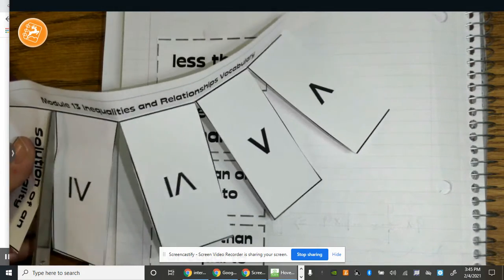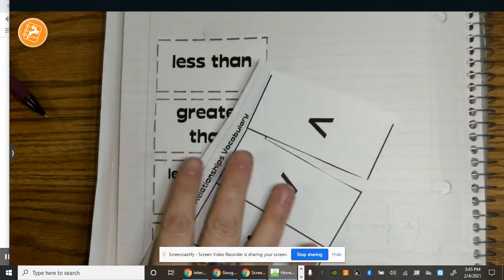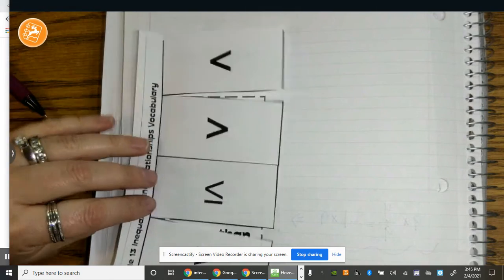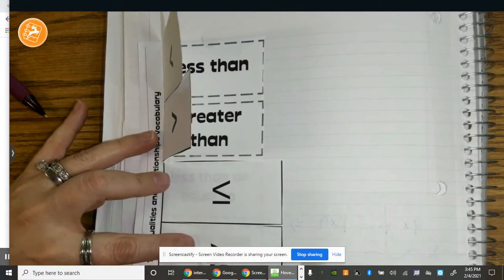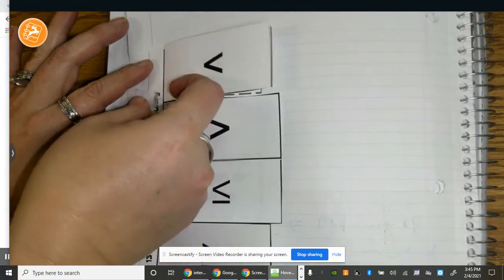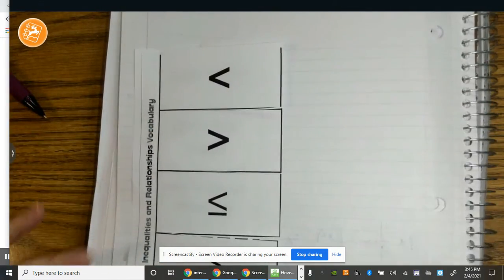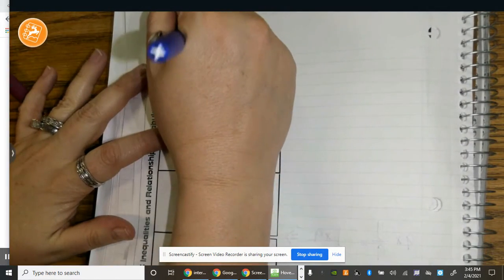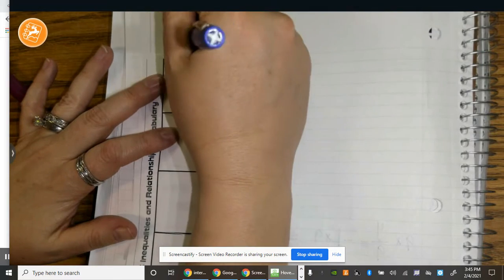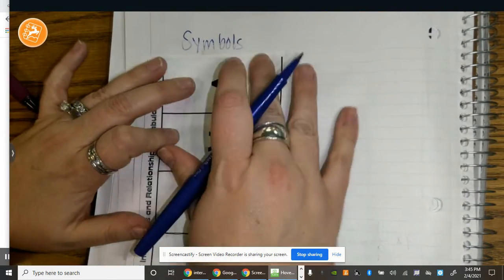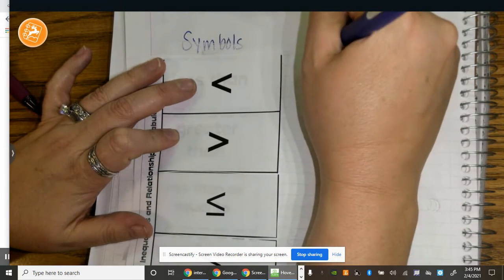Okay. So we're going to talk about inequalities. Inequalities and equations are very much similar except for one little thing, and you're going to notice that when we are graphing. Right here we have our symbols of our inequalities. And then here we're going to write some clue words.